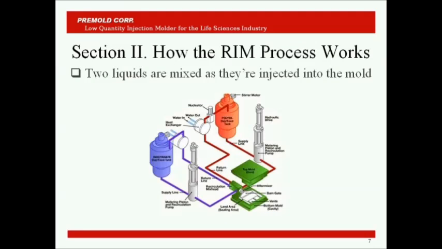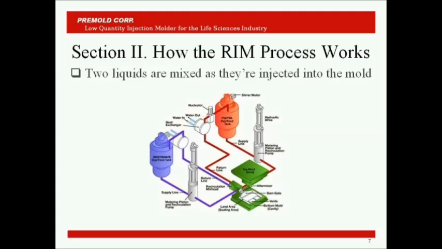This schematic summarizes how RIM molding machines and the RIM process works. Two different liquids, isocyanate and a polyol, are held in separate feed tanks or day tanks that we see here and here. Other portions of the separate circuits regulate the temperature and pressure and specific gravities of the two liquids. And we see the supply line and the return line here and here.